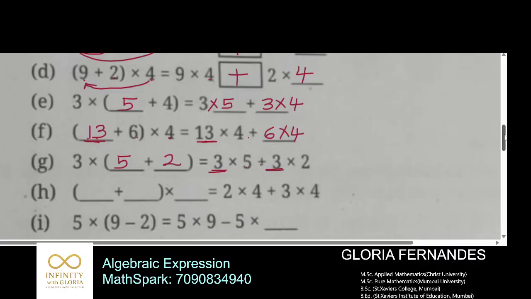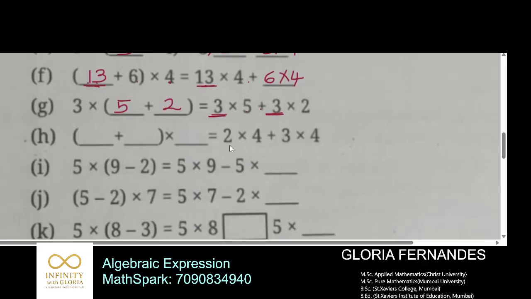Okay. Now, look at the next question. Here observe which term is common in both the expressions. See, this is the first and this is the second expression, right? In the last class, we saw what we mean by expression. So, in these two expressions, which term is common? 4 is common. So, we write 4 once here, and you have here 2 plus 3.